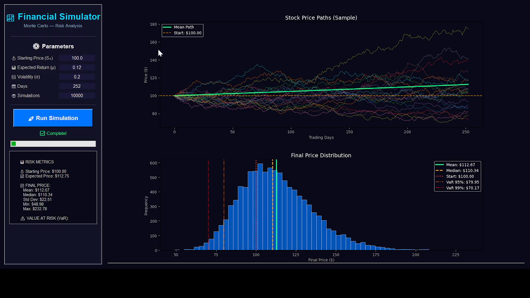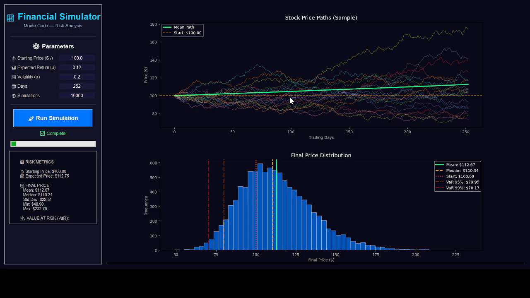Each color line, blue, red, yellow, represents a different possible scenario for the stock. Notice that every line starts from the same point, which is the initial stock price we provided, 100 rupees. As time progresses, random market fluctuations cause each path to move differently. You can clearly see from these lines that each path has a different slope.